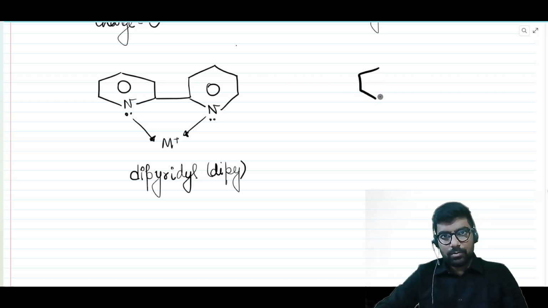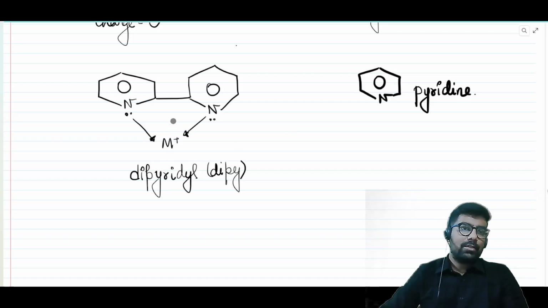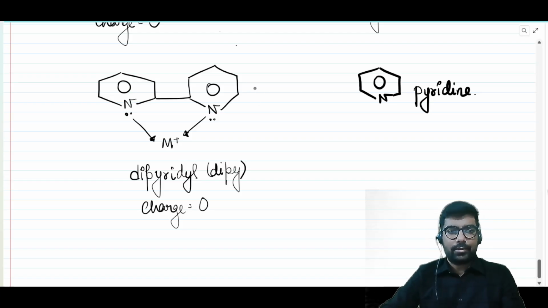This compound in organic chemistry we call pyridine. So dipyridyl is a neutral ligand because neither of them carries any charge. So the charge of this ligand is again 0. So it is a neutral ligand.